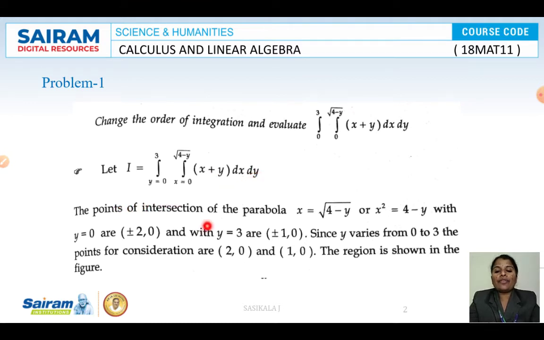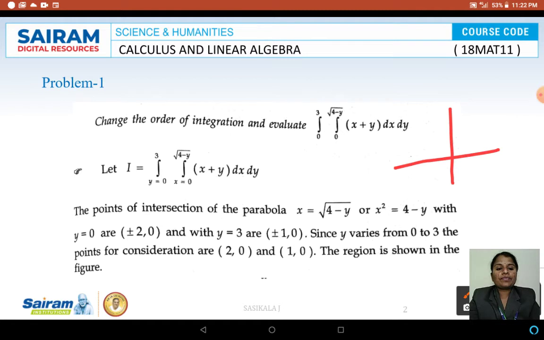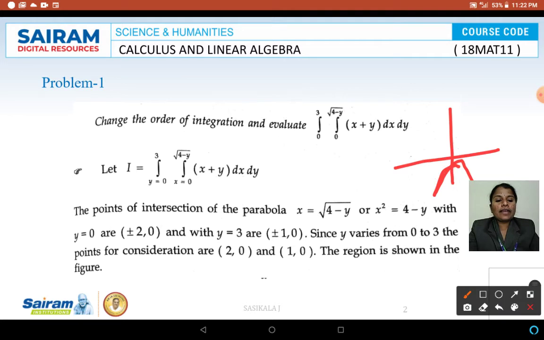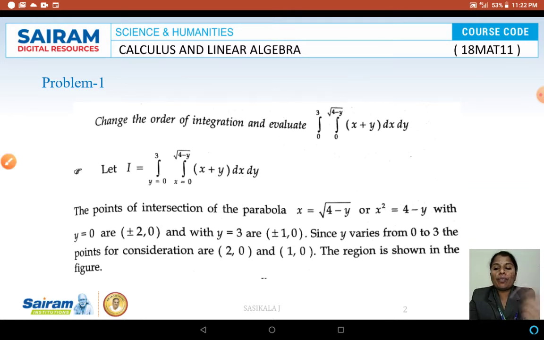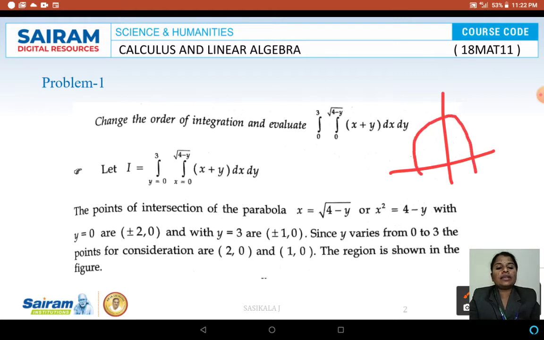Therefore the points of intersection of the parabola are x equal to 0 and x equal to root of 4 minus y, that is, x squared is equal to 4 minus y. So how will that curve be? It is a parabola. It is like x squared equal to y, but with a negative y, so it will be the reverse of a V. This is x squared equal to minus y, but here it is 4 minus y, so up to 4 it is positive. Then the curve will be like that.